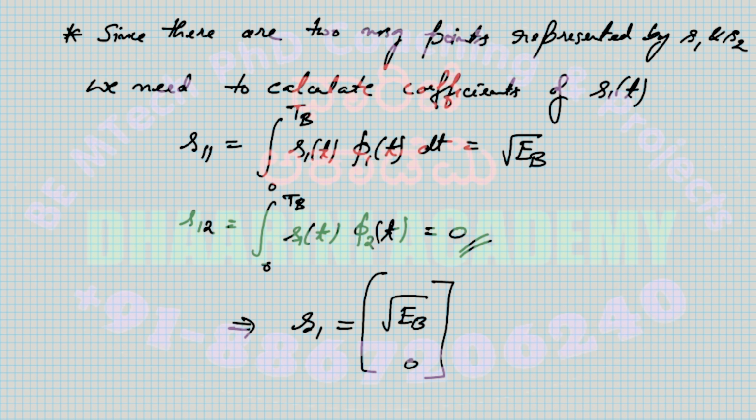Now you see this is two-dimensional. That's why every point needs two values like x comma y. On an xy plane, if you want to mark something, you need to have two coordinate values. The same concept. But now I don't have x and y. I have phi 1 and phi 2. So how much distance you need to move along phi 1 to reach S1? That is root Eb. How much you need to move along the phi 2 axis? It is 0. So that's the meaning of this.